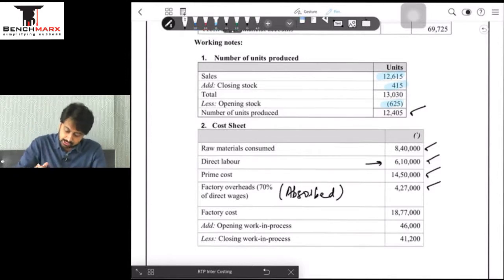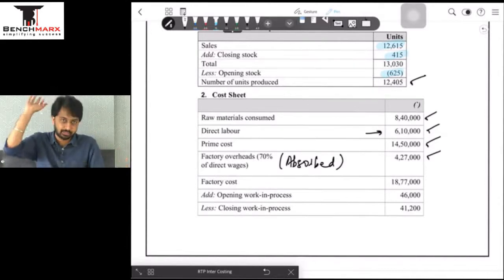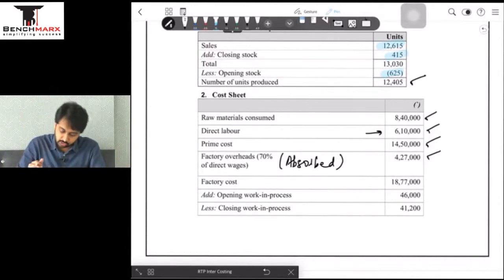That is done. Then we get the factory cost. As I said, look at this format. As per this format, opening and closing WIP is adjusted after factory cost, unlike the previous question where WIP was taken at the end. So we will always stick to this format.